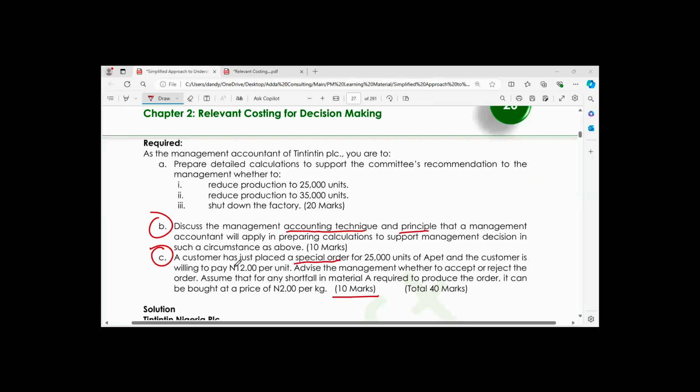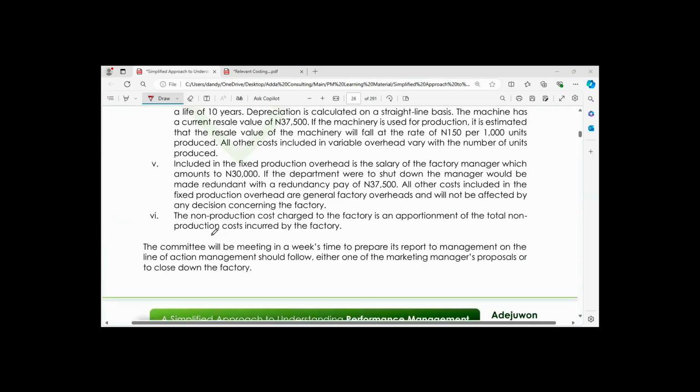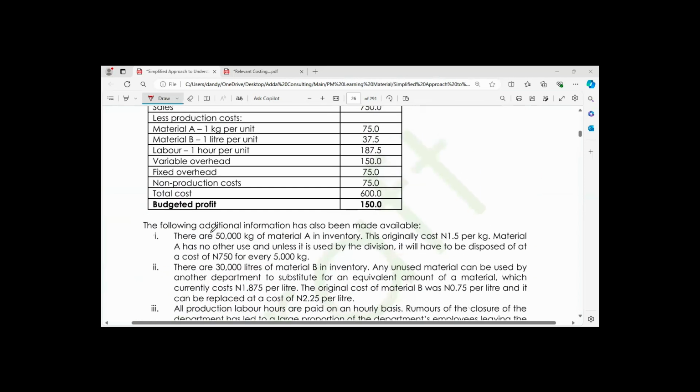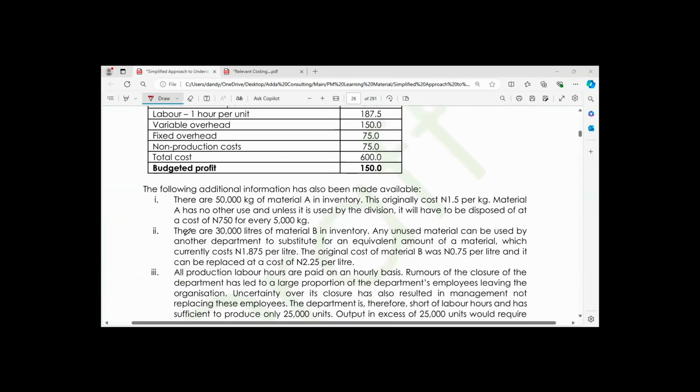Look at first thing first in the requirement. Look at what the examiner is telling you here. Assume that any short. So we are talking about material B, isn't it, Kunle? Yes, sir. So when you look at material B in the information given to us in this question, we are told that there are 30 liters of material B in inventory.